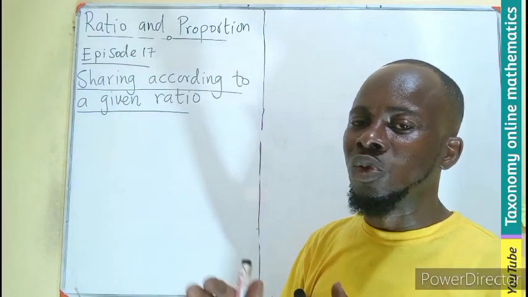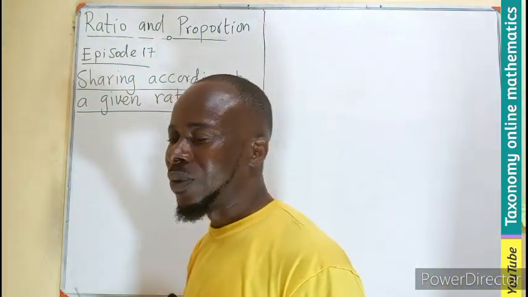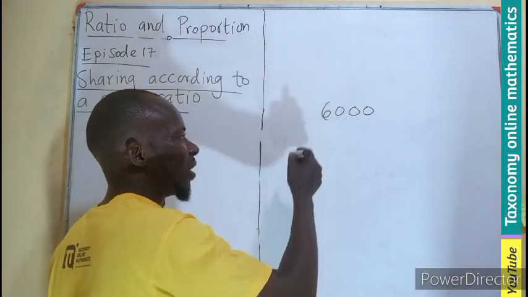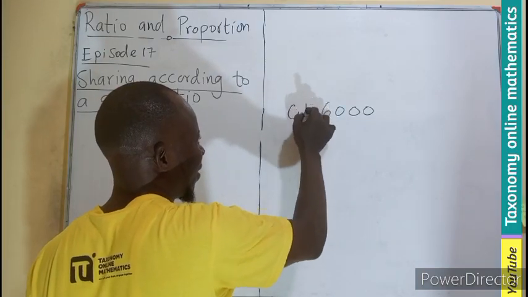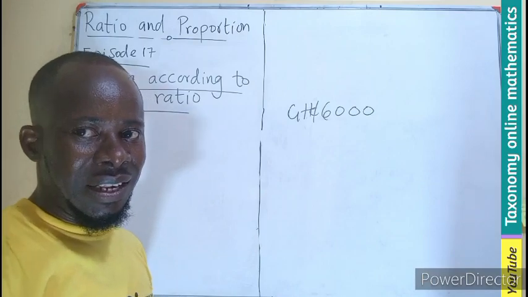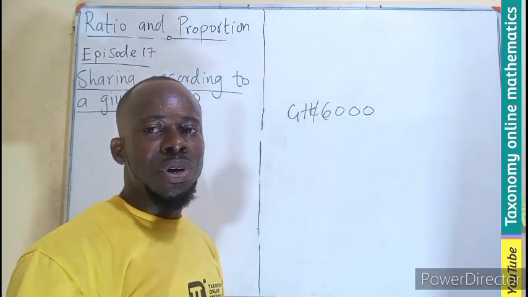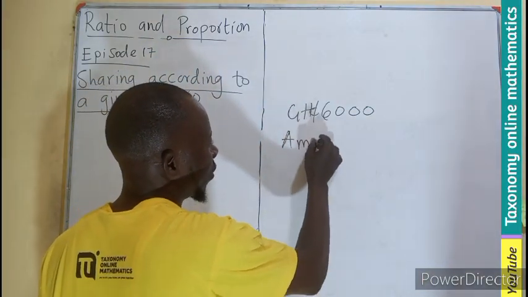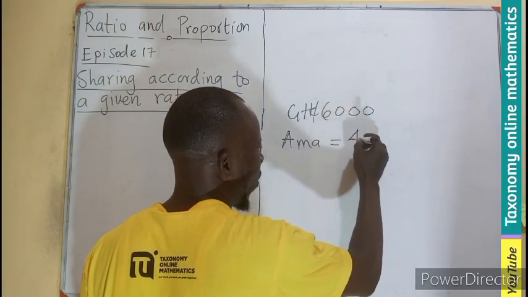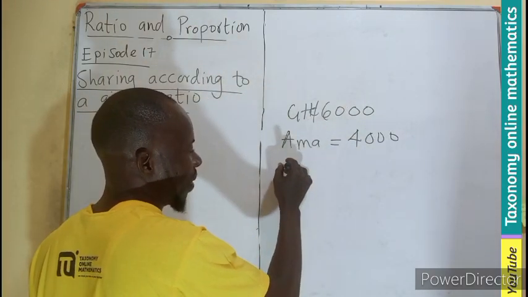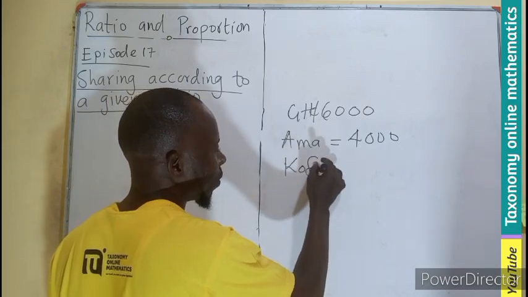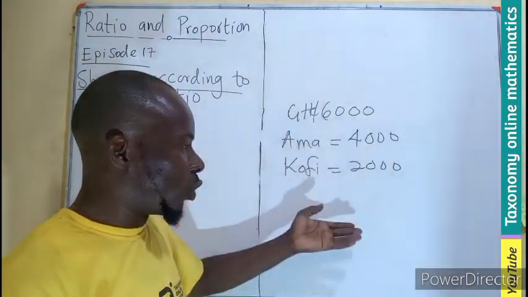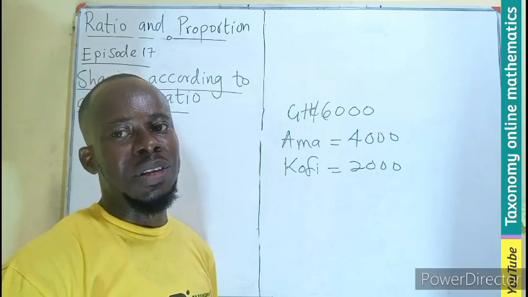Now, in sharing according to a given ratio, let's take this scenario. Let's say I have 6,000 Ghana cedis. Let me use Ghana cedis since I'm in Ghana. I want to share this money between two people. The first person, let me use A for Ama, we give 4,000. Then we give the second person, Kofi, 2,000. So this is the amount each person receives.